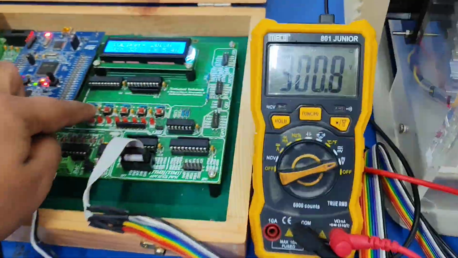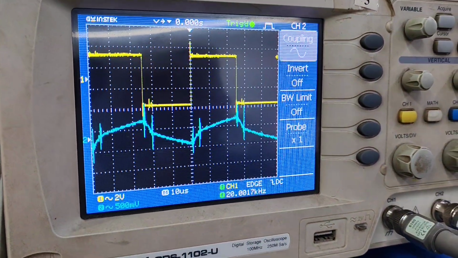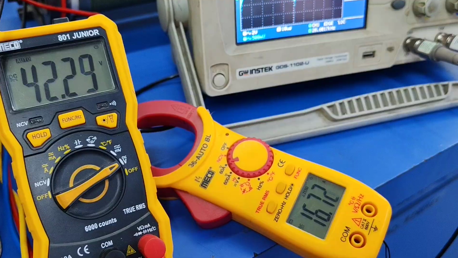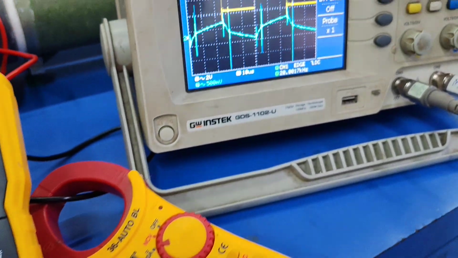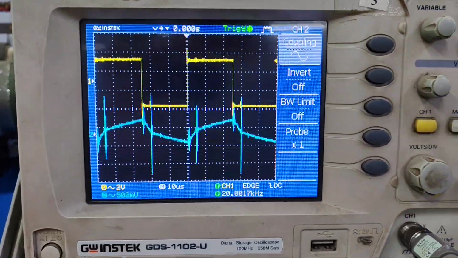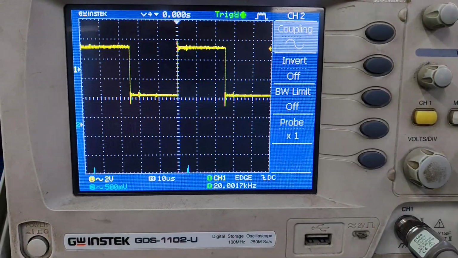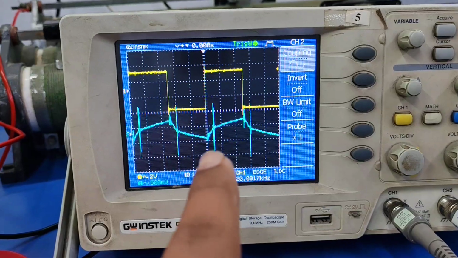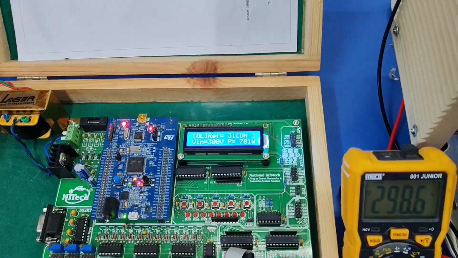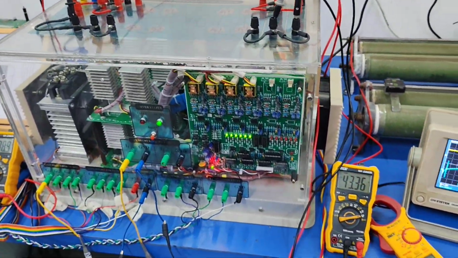Also you can increase the duty and you can see the current shape. You can also observe the voltage is increasing. So you can see the voltage and current. Likewise you can observe the primary voltage and the primary inductive current. Likewise you can perform another practical, and you can observe all the gate pulses and the voltage and current.